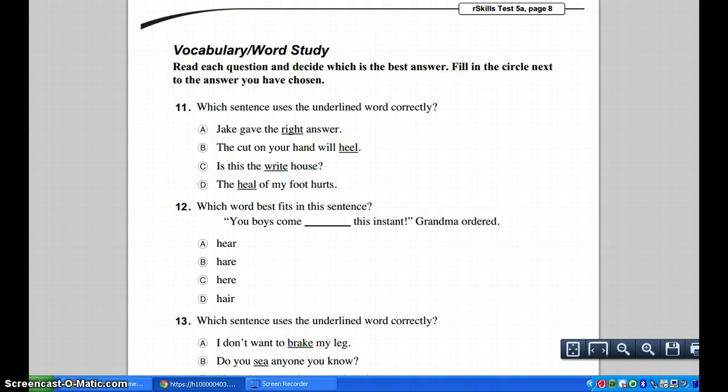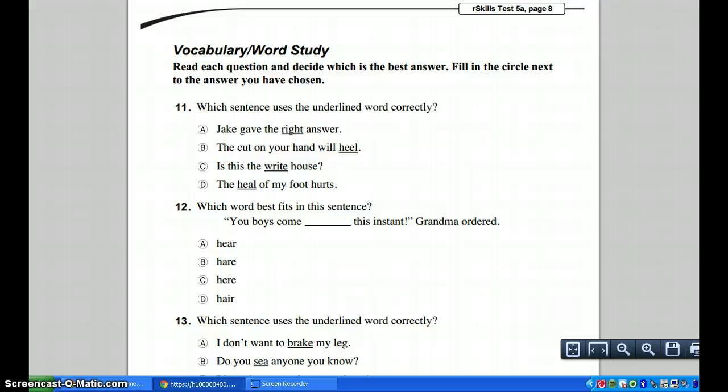The next page, vocabulary and word study. Read each question and decide which is the best answer. Fill in the circle next to the answer you have chosen. Number 11, which sentence uses the underlined word correctly? A, Jake gave the right answer.